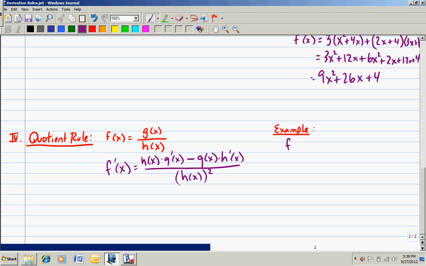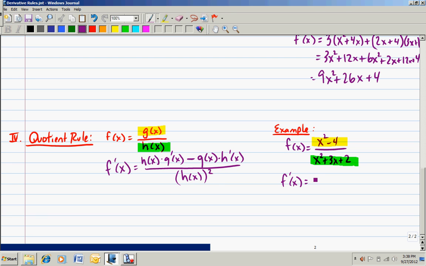So let's look at an example. Let's suppose that f of x is x squared minus 4 over x squared plus 3x plus 2. And let me highlight the two functions. H is in the bottom, so that is the x squared plus 3x plus 2 function. G is in the numerator, so we will call that the x squared minus 4 function. And now we can find the derivative.